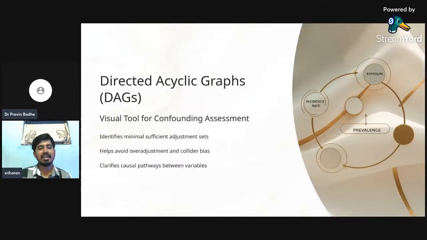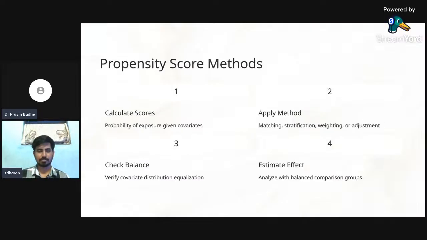So the directed acyclic graph tool is very important while doing an observational study. These tools help us to adjust for confounding and also help us avoid collider bias. It is helpful to avoid these kinds of things.